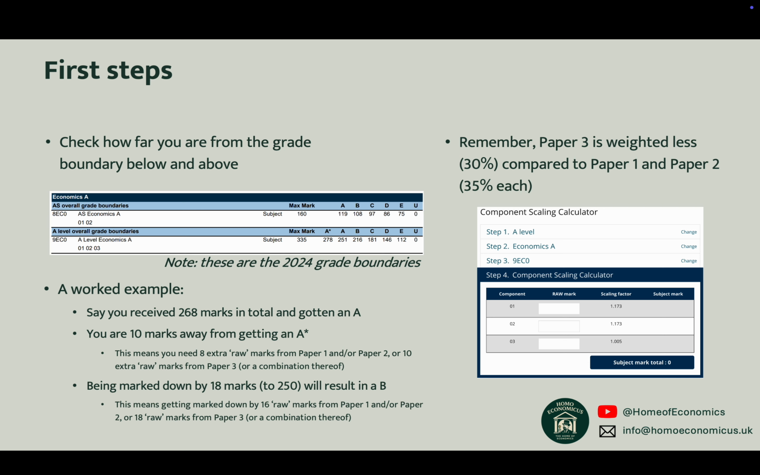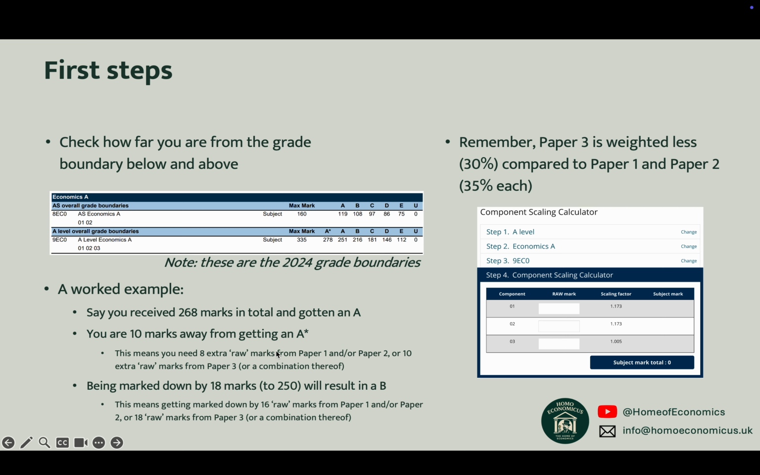278 minus 268 is 10, so that means the student is 10 marks away from an A star. But what that really means is that you only need 8 marks from either paper 1 or paper 2 to get that A star, because 10 divided by the scaling factor of 1.173, if you round it, will equal 8. And so the student only needs 8 marks, actually, rather than 10.